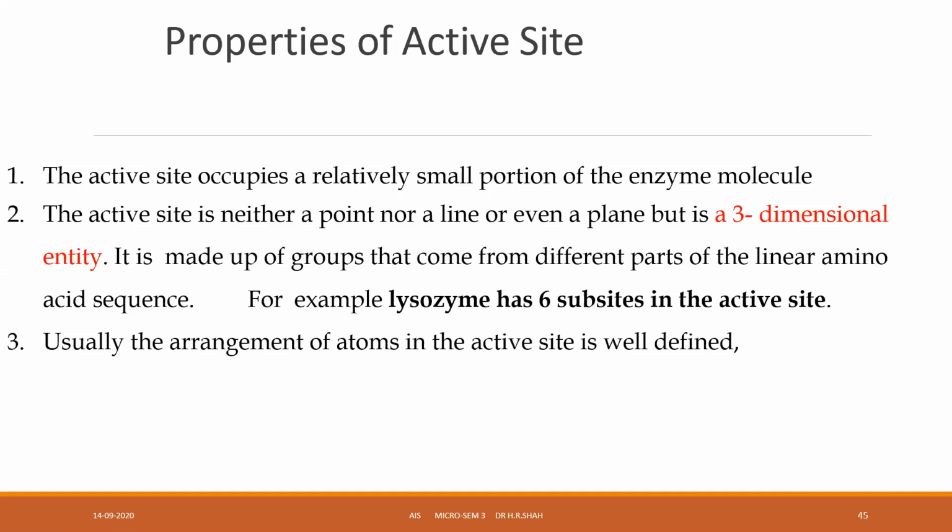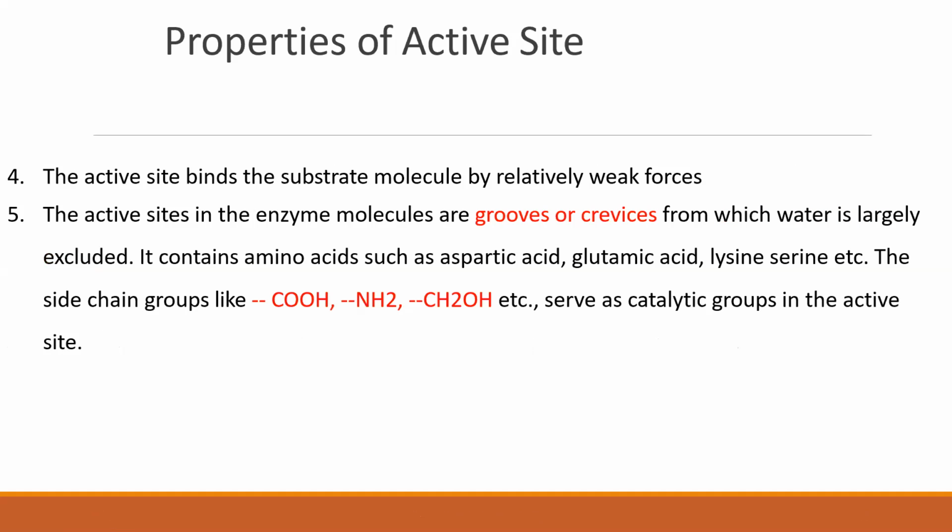For example, lysozyme has 6 subsites in its active site. Usually, this arrangement of atoms in the active site is well defined. Once you understand that it is a well-defined region, after knowing the dimensions and 3D figure, you can easily recognize this is an active site.